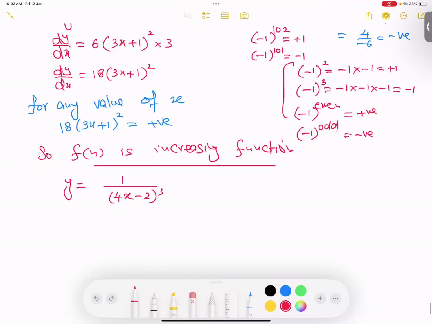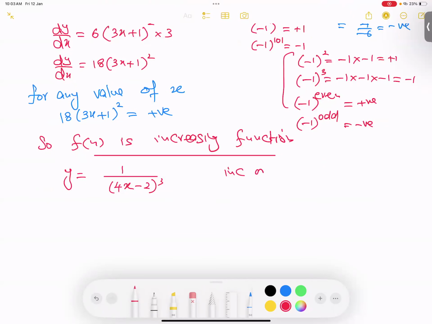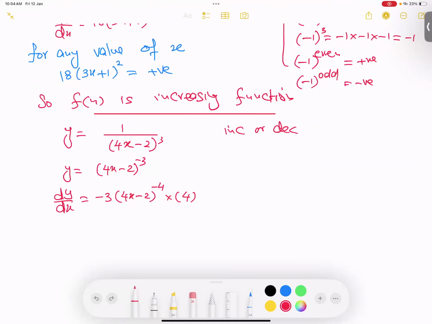Let's try. Is this function increasing or decreasing? We'll decide now. First of all, can I differentiate directly? No, I am bound to bring it up, so I got negative 3. Let's start differentiating. Negative 3 comes down. The power of the whole function becomes 1 less, negative 4. Then into the base derivative, that is 4. In working, what I get for dy over dx is 4 into 3, 12. I get negative 12.